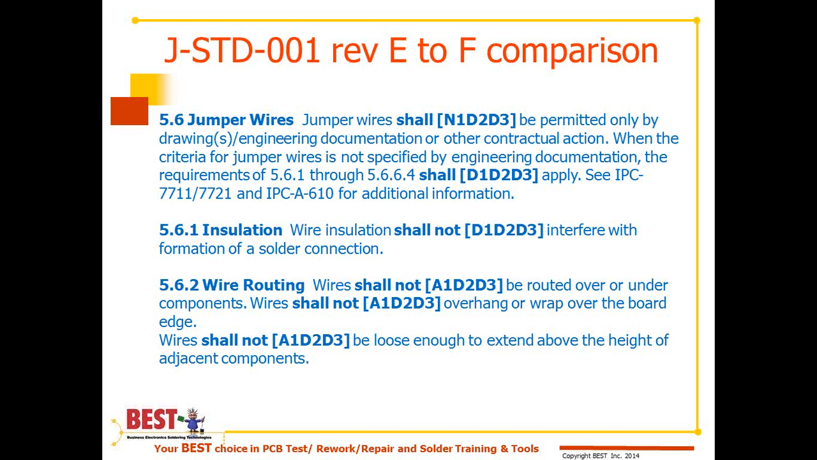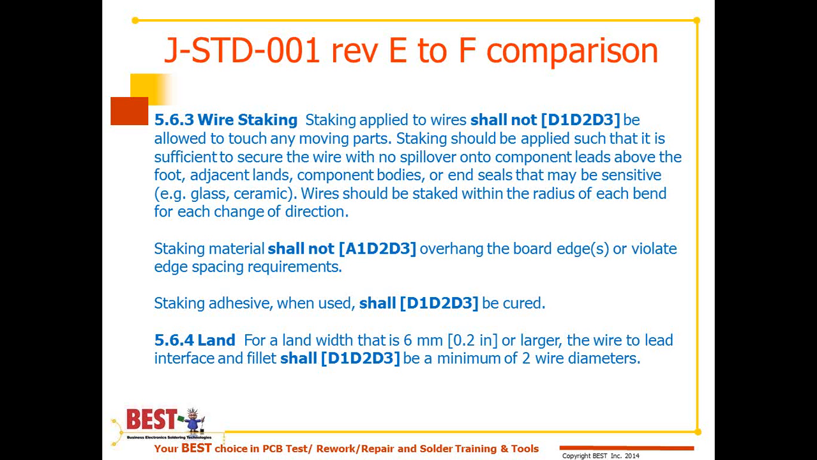You'll notice that it says wire shall not overhang or wrap over the board edge, or it's a defect for 2 and 3. And it shall not be loose enough to extend above the height of other adjacent components, or it's a defect for 2 and 3. These are requirements that we kind of went by before, but they were never in the J standard.